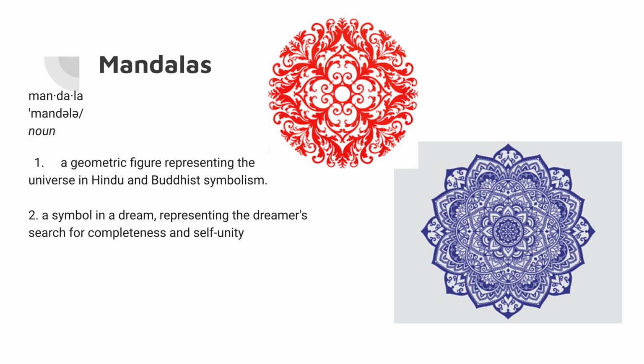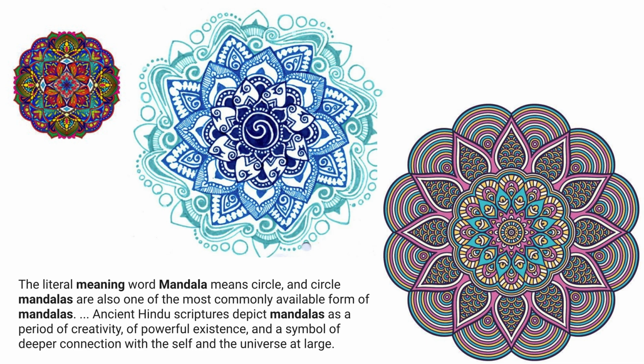Another thing that they represent is a symbol in a dream, representing the dreamer's search for completeness and unity. We're always trying to find the meaning of life, right? Or the reason that we're here, or our own sole purpose for being here. So it helps you to heal and work towards that. The literal meaning of mandala is circle. They are always radial designs. Ancient Hindu scriptures depict mandalas as a period of creativity, of powerful existence, and a symbol of deeper connection with yourself and the universe at large.